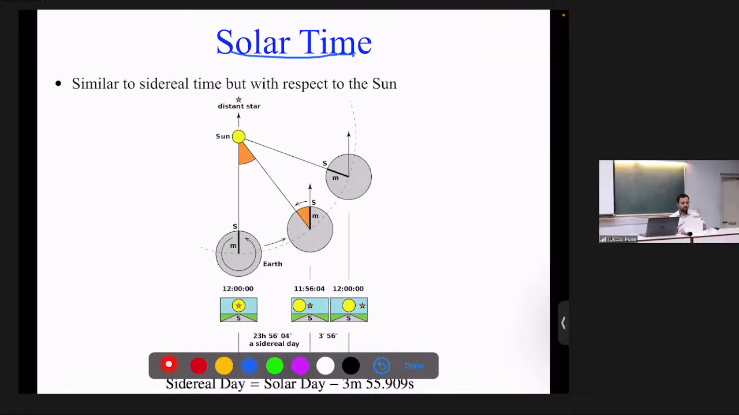Okay, now there is something called solar time. Solar time is similar to sidereal time, but it is based on the sun. So rather than observing the star, suppose I measure the time when the sun is at a certain location, and after some time I see when the sun is at the same location again. This time period is called one solar day.